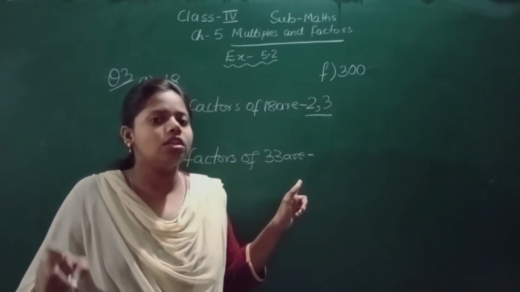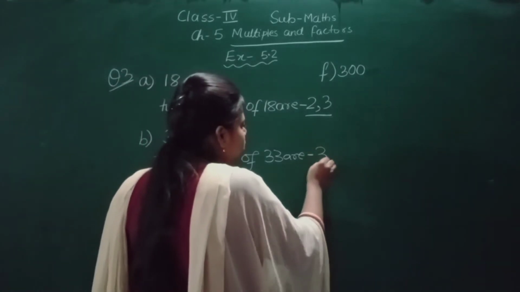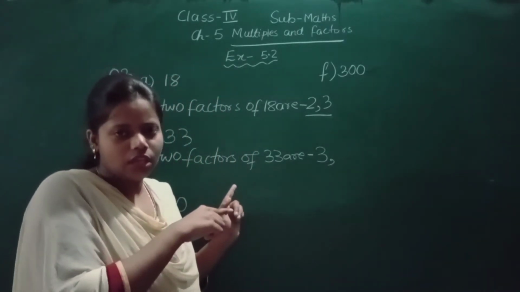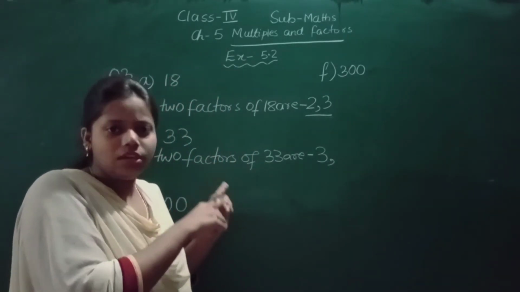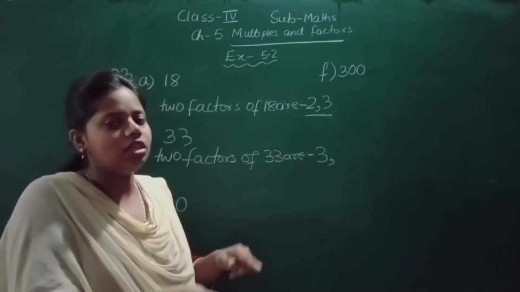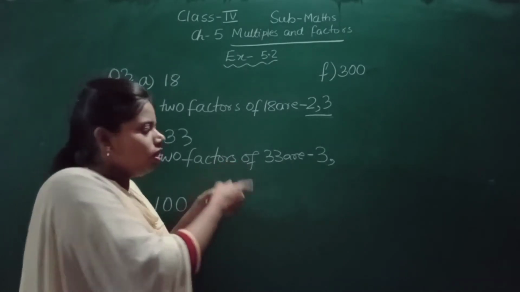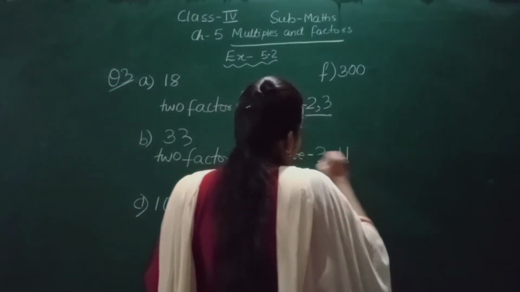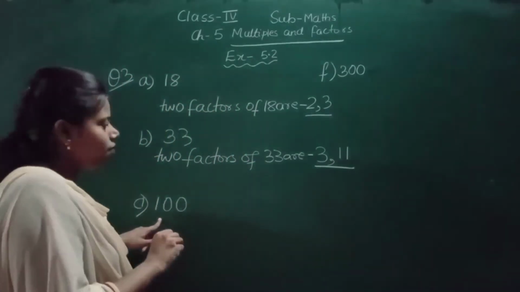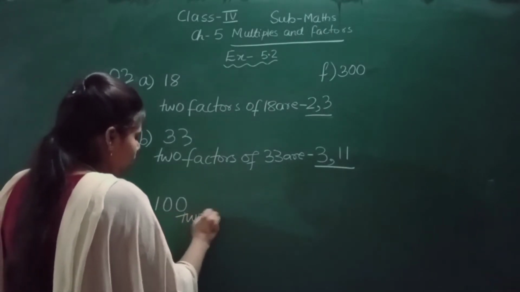3 11 is 33. That means 3 is a factor of 33. In the 3 table 33 comes, as 3 11 is 33. And it comes in the 11 table also, no? 11 3 is 33. So 11 is also a factor. So we got the 2 factors. Now we have to find the 2 factors of 100.